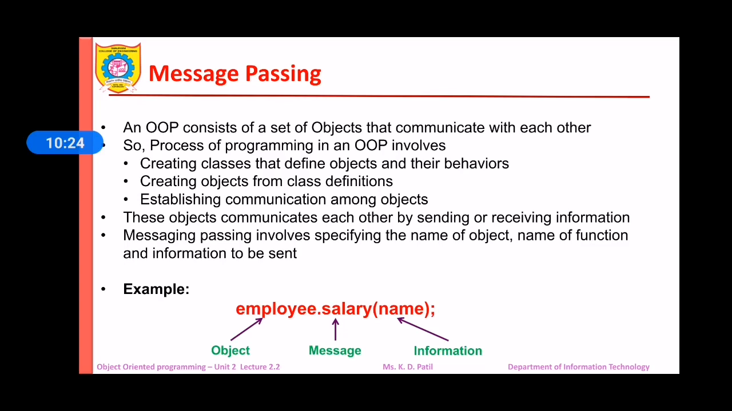For example, if an object employee wants to send some message to another object, then the syntax employee.salary(name) will be used for sending the message from that employee object. Here employee is the object, salary is the message, and name is the information. So this is message passing, one of the basic principles of object oriented programming.